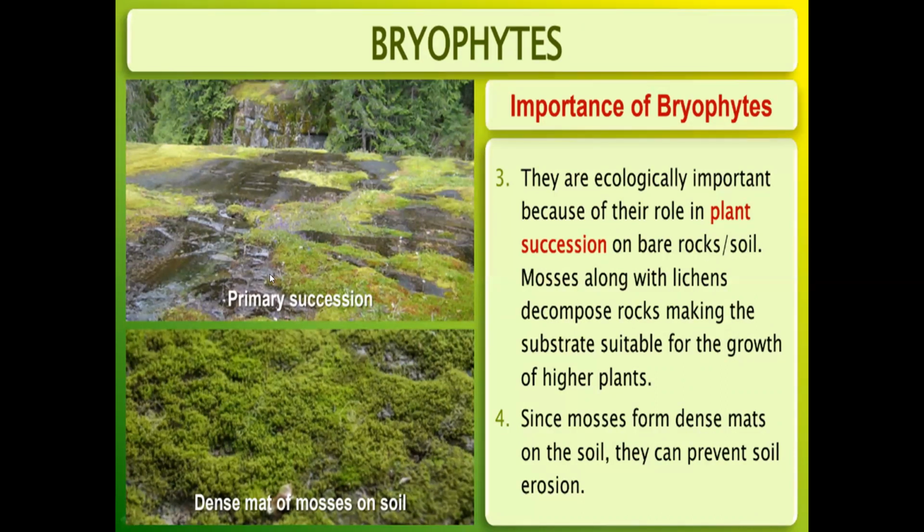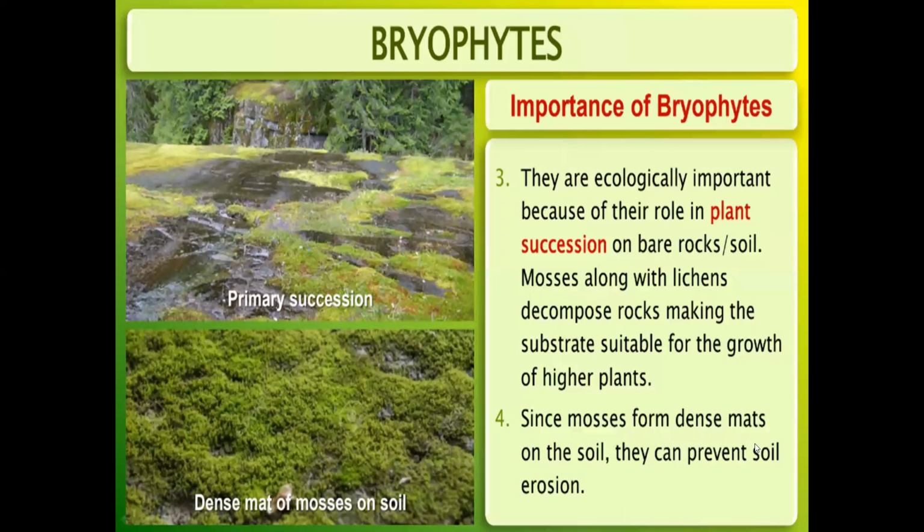If there is barren rock, you cannot grow any other plant. Which plant will grow? The bryophytes. So bryophytes will grow on this rock and will convert the barren rock into soil. And then once there is soil, what will be able to grow? Plants. The huge plants can grow afterwards, but first there is formation of soil with the help of bryophytes. Mosses along with lichens decompose rock, making the substrate suitable for growth of higher plants. First, they will convert the rock into soil. Once there is soil, then only you can see higher plants.